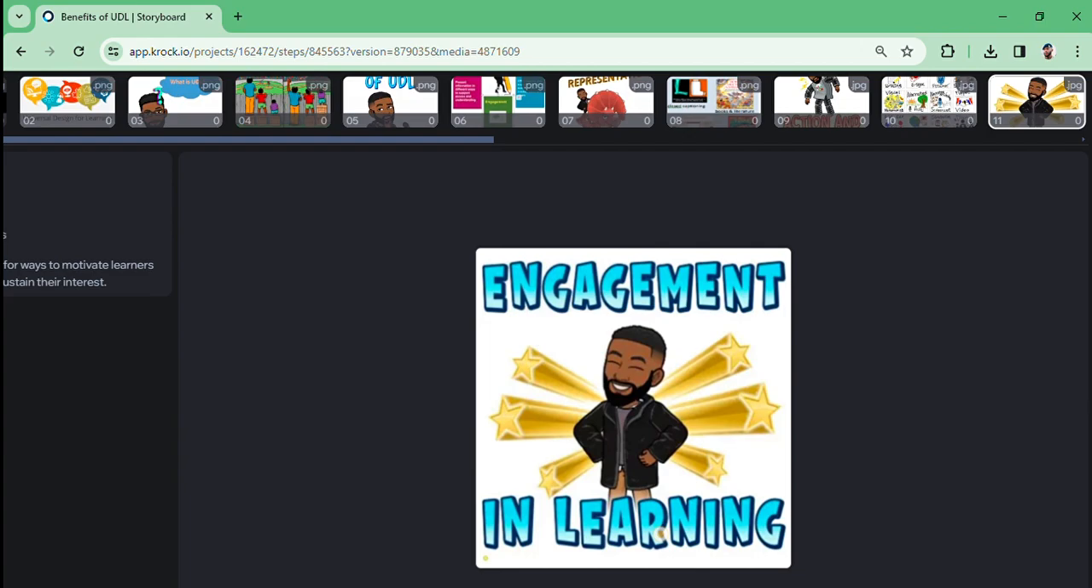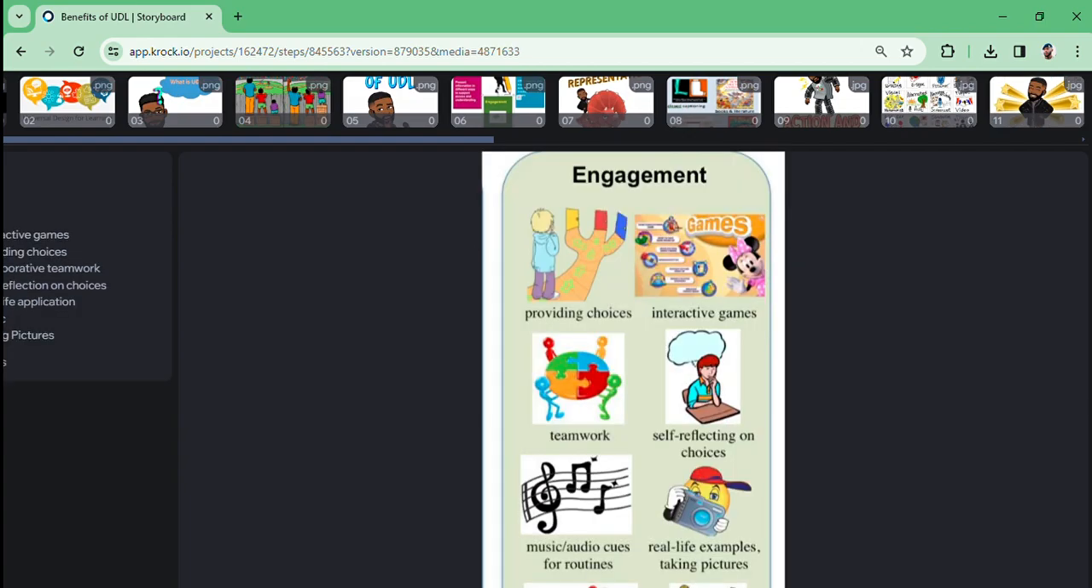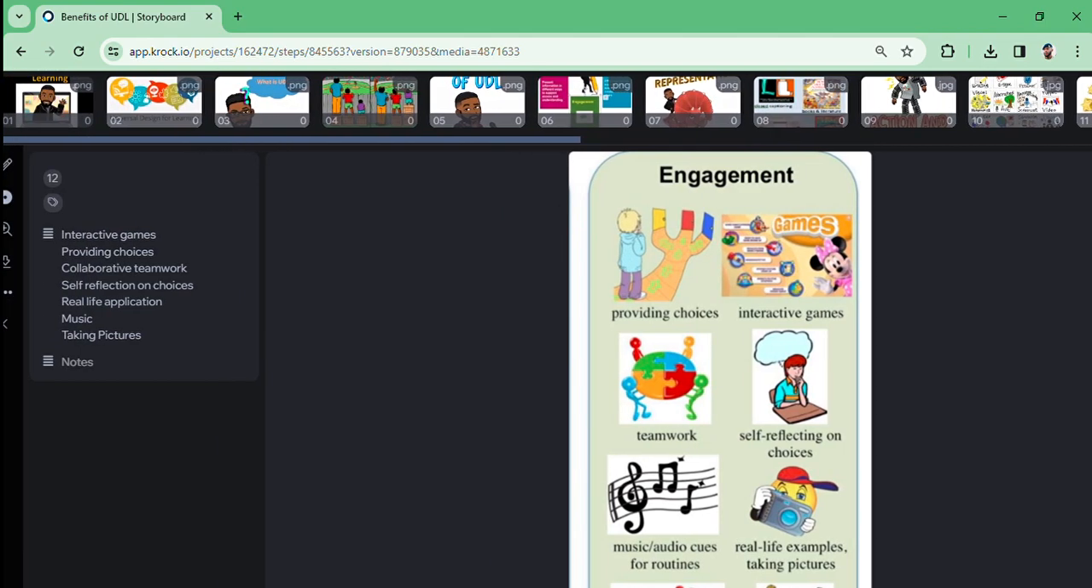Let's look at means of engagement in learning. So this is to ensure that we provide multiple means of engaging the learners in the concepts. For a person to really be engaged, we have to try to find means that they enjoy doing.